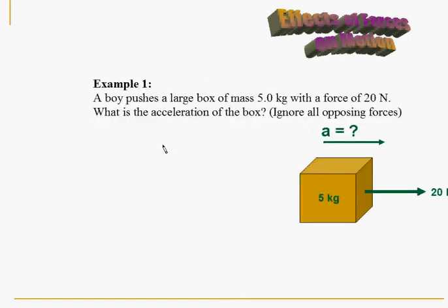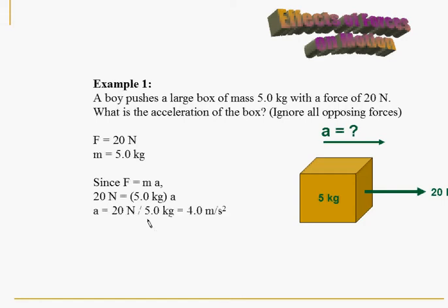Okay, let's look at some examples. Example 1 says that I have this boy, he pushes a large box, the mass is 5 kg. The force applied is 20 Newton, so find the acceleration of the box. If you're going to ignore all opposing forces, we apply F equals ma. So the force is 20 Newton, which is this applied force. The m is 5 kg, which is the mass. So F equals ma. Sub in the force as 20 Newton and the mass as 5 kg. You can actually find the acceleration to be 4 meter per second square.